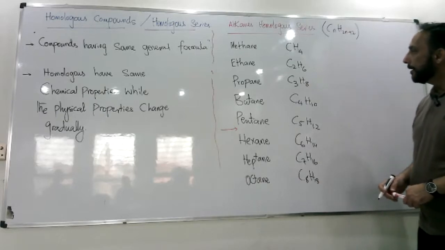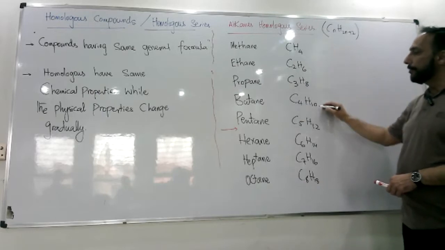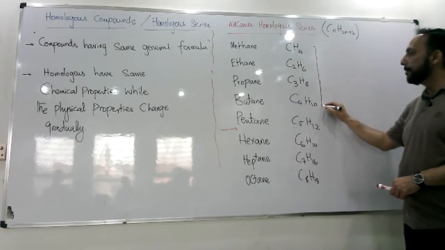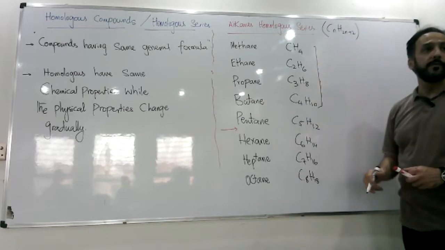अब इसमें you need to know that the first 4 of these, like from methane till butane, 1, 2, 3, 4, the first 4 are gases.